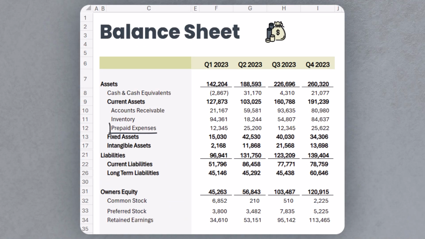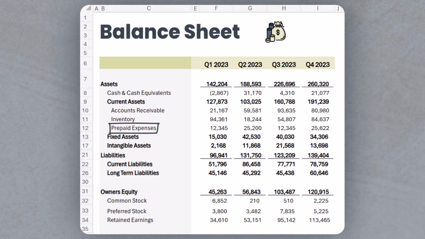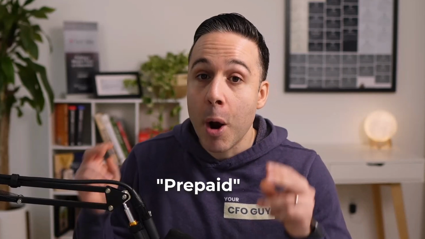The balance of what I paid will be put to an asset account on my balance sheet called prepaid expenses, which is what it sounds like. Expenses that I prepaid but didn't yet consume. Okay, great.